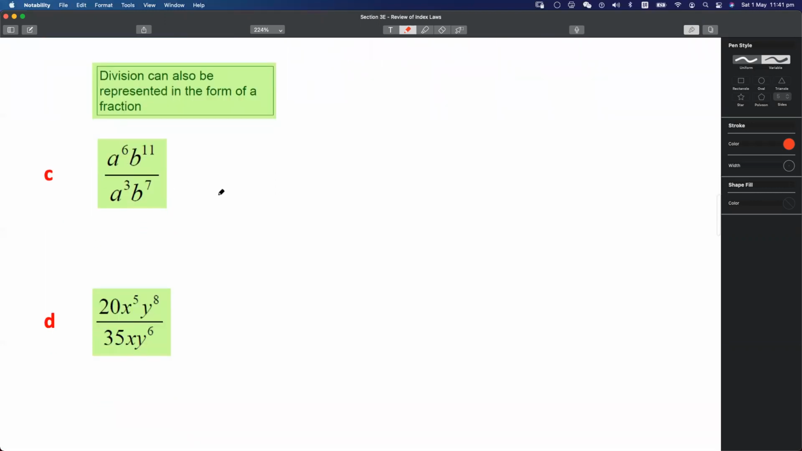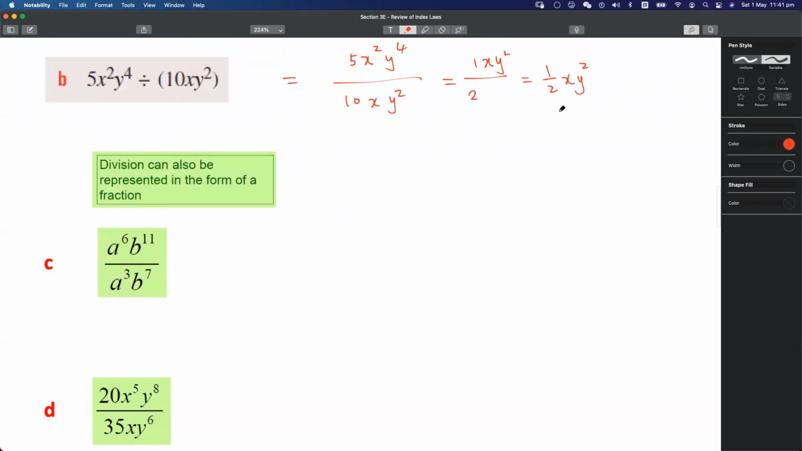The questions we'll be looking at are very similar to those ones. So the key idea is that division can also be represented in the form of a fraction, and we can work it out. So look at this one, x to the power of 6, a to the power of 3. On the top, it becomes a to the power of 3 because we can cancel a to the power of 3 on the bottom. 6 minus 3 is equal to 3.